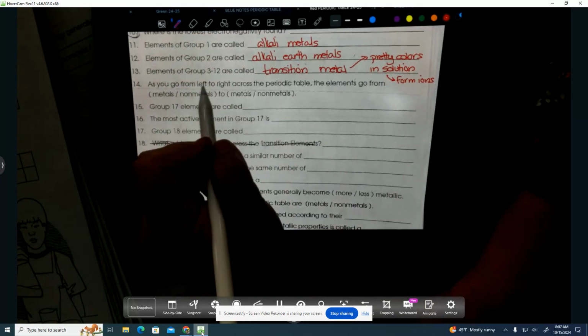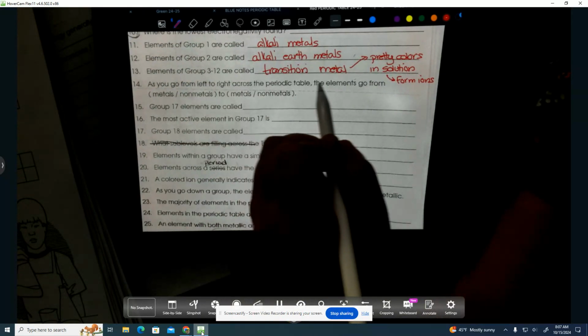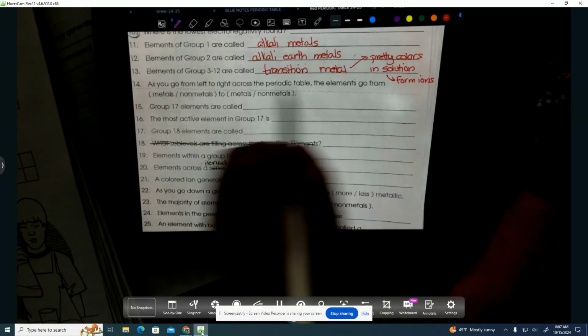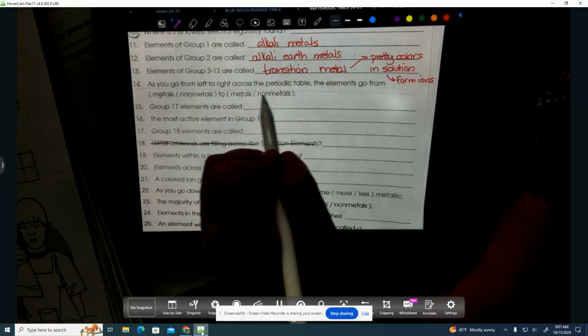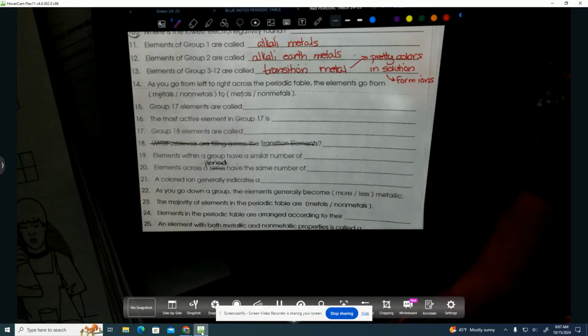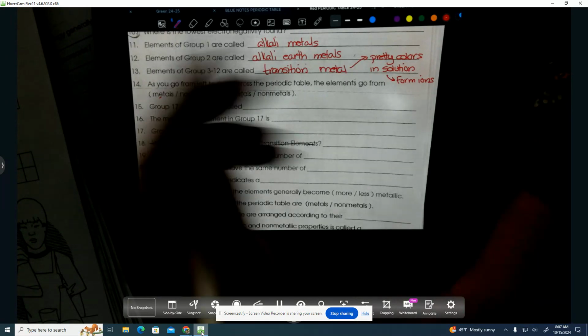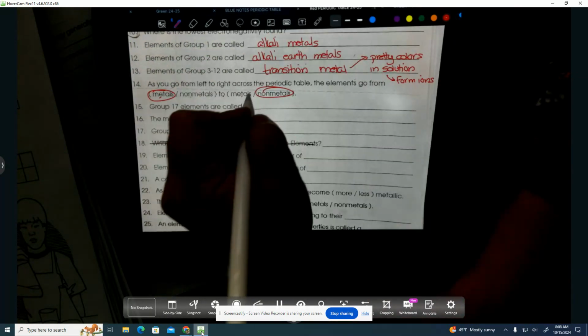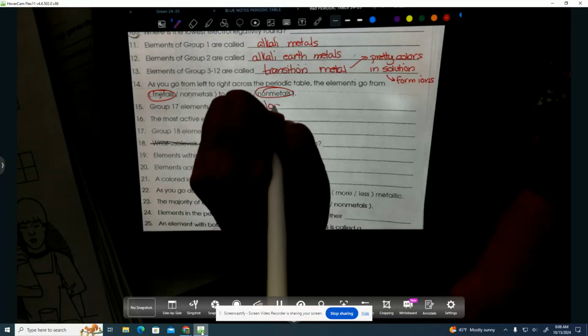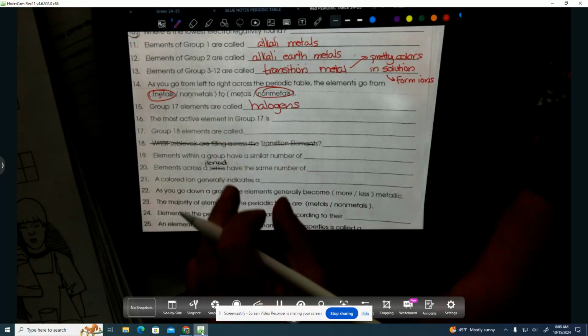Okay. As you go from left to right across the periodic table, the elements go from metals or nonmetals to metals or nonmetals. So as you go from left to right, what do you think, Kyle? Metals to nonmetals. I love it. Metals to nonmetals. Group 17 are called halogens, also known as the salt formers.